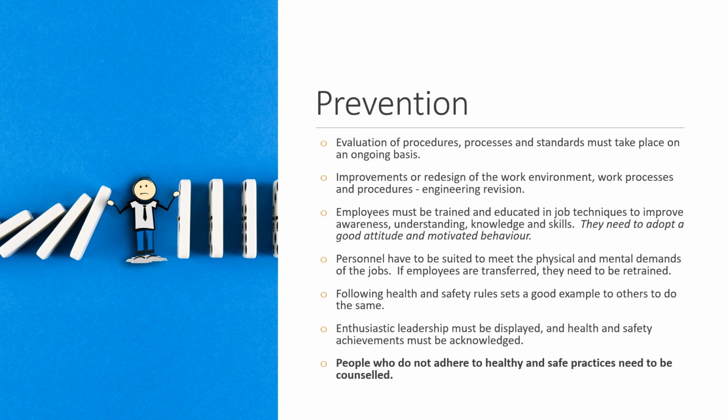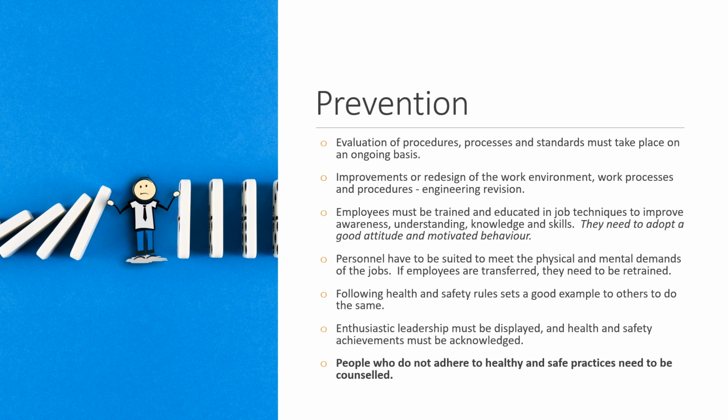What do you need for you and your company to ensure incident and accident prevention? Start with the evaluation of your procedures, your processes, and your standards, and ensure that this takes place on an ongoing basis for continual improvement. Ensure the improvement or redesign of the work environment, the work processes, or the work procedures. Make sure that employees are trained and educated in job techniques to improve awareness, understanding, knowledge, and skills.